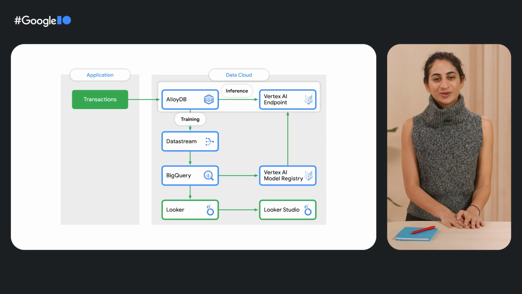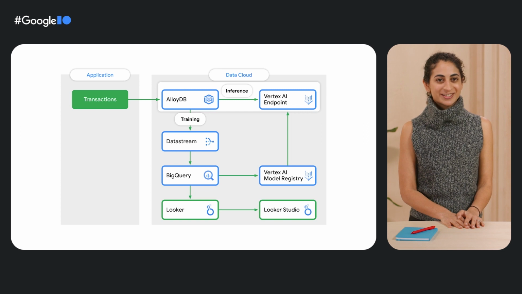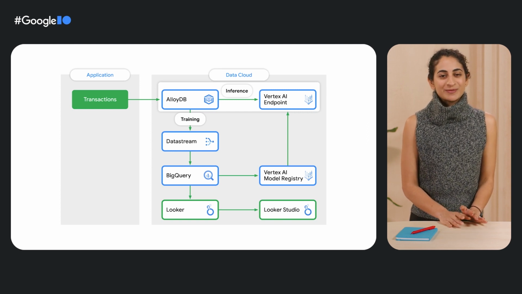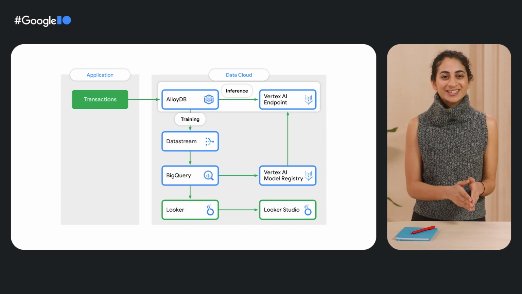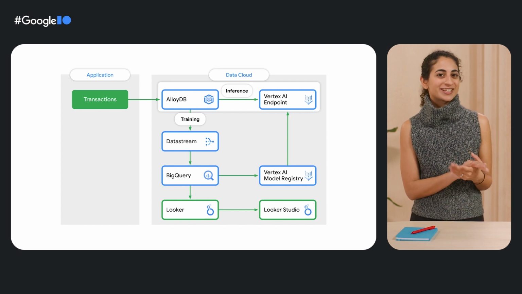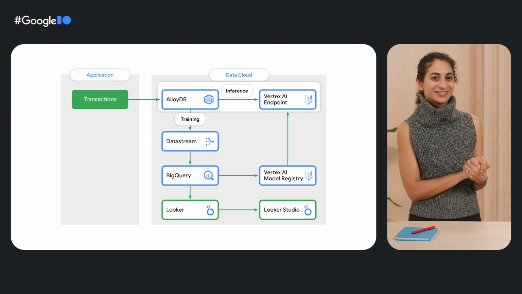Let's talk about inference. How do we actually integrate those predictions into our apps? Again, AlloyDB makes that easy because you can call your Vertex AI endpoint from the database itself. I'm turning it over to Gabe Weiss to show you how this works.